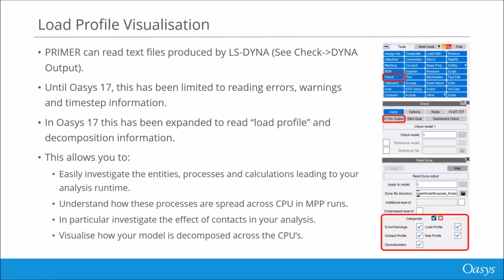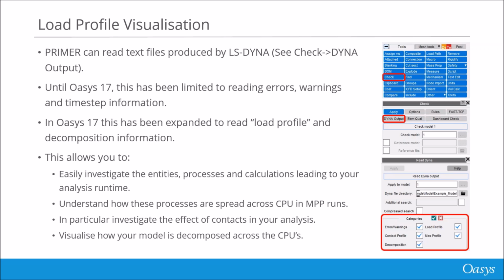So as you may know, Primer can read text files produced by LS-DYNA. You go to check and you click on DYNA output, and you can select the files you want to read information from. Now up until Oasys 17, the information that we read from those files has been limited to errors, warnings, and time step information. And once Primer has read that information, you get a tree view where you can investigate those errors and warnings and look at what might be causing issues in your model.